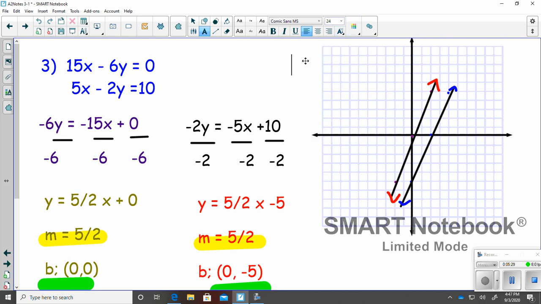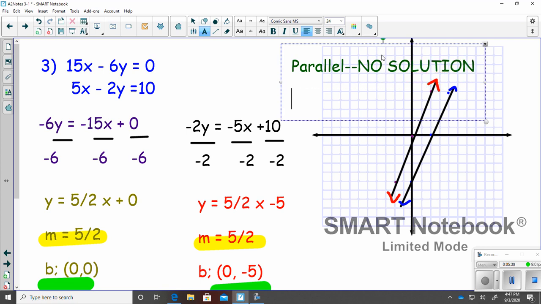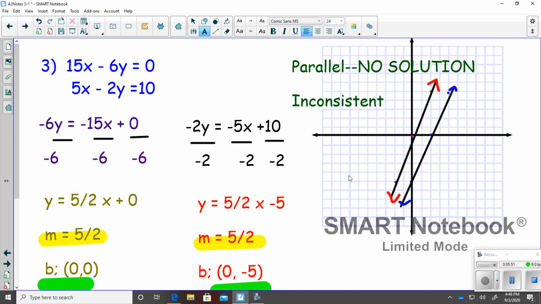So we can see they're parallel, which we could predict before we started. That means there's no solution. And the vocab word from your notes, the only word that means a system has no solution, is inconsistent. And that is it for that one.